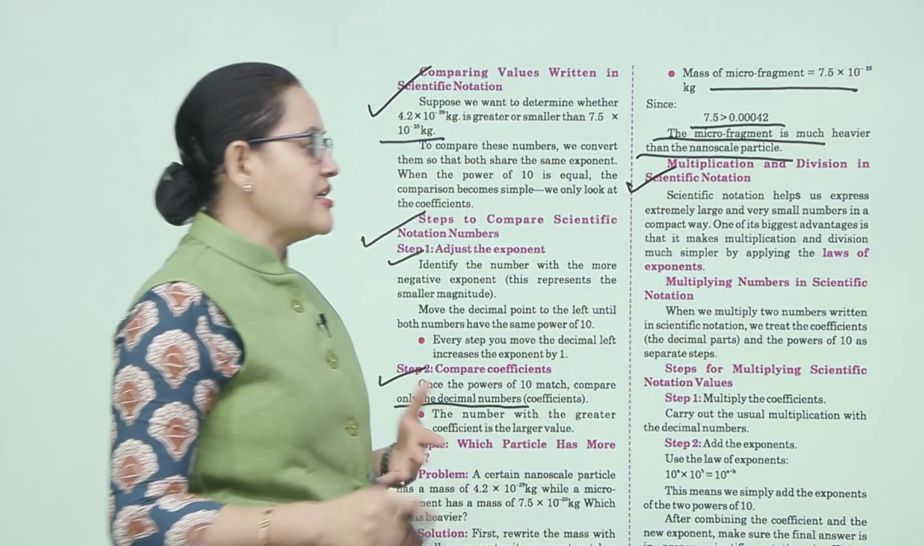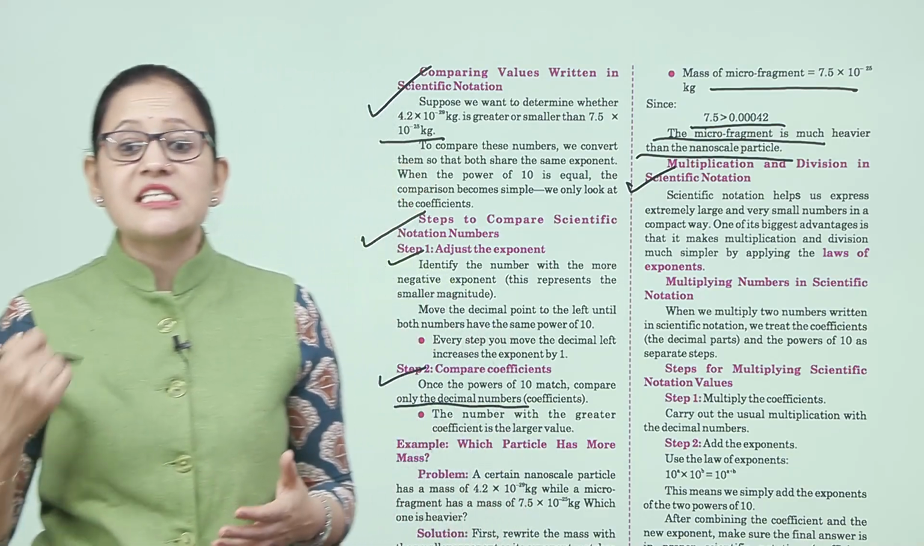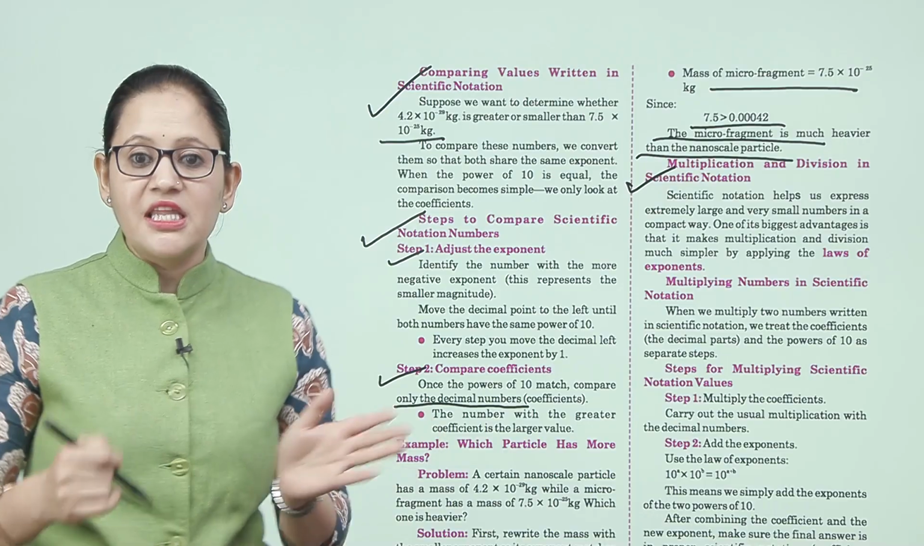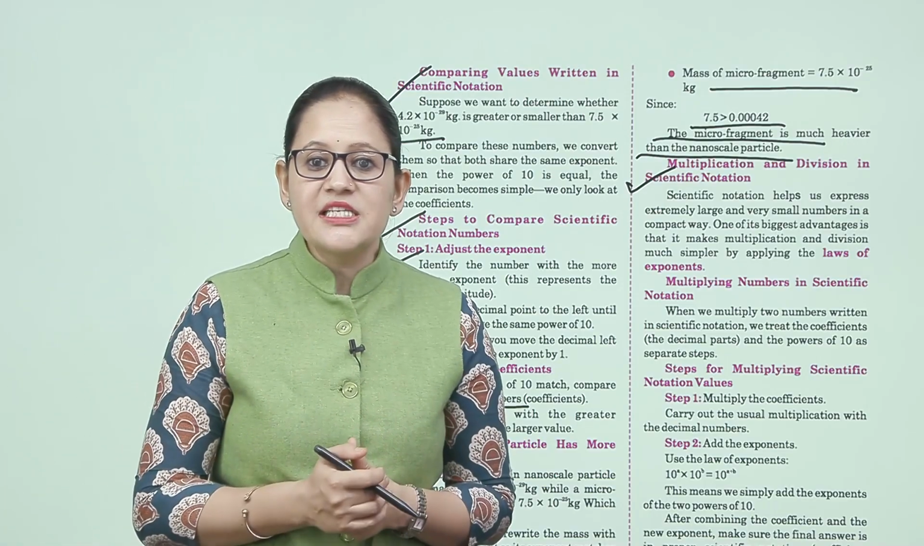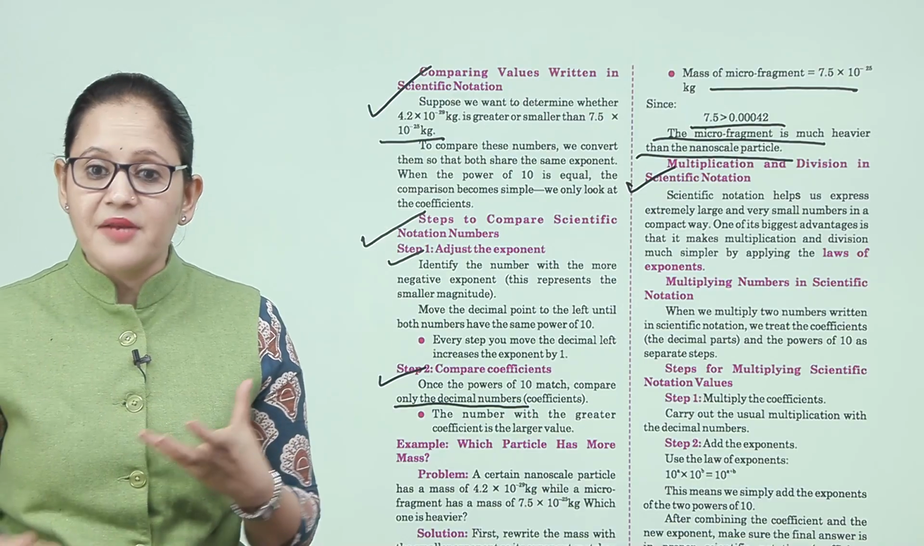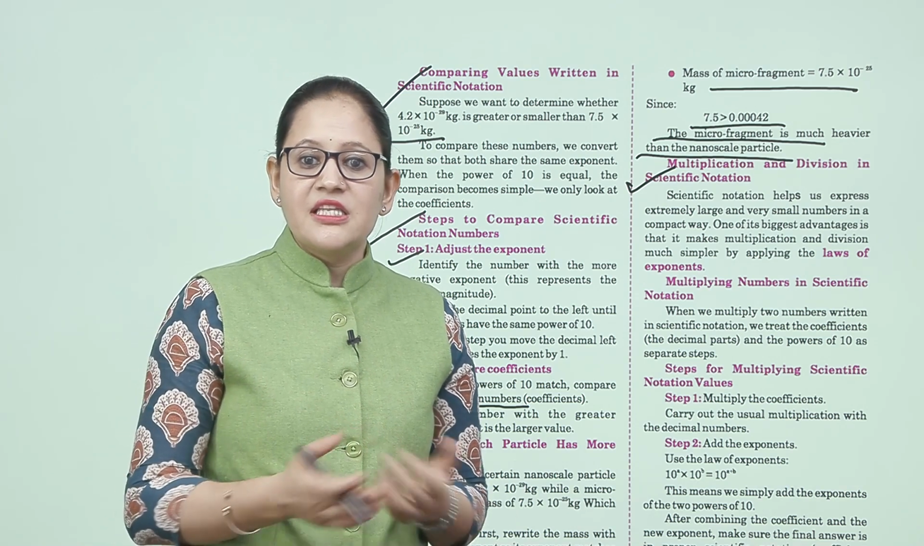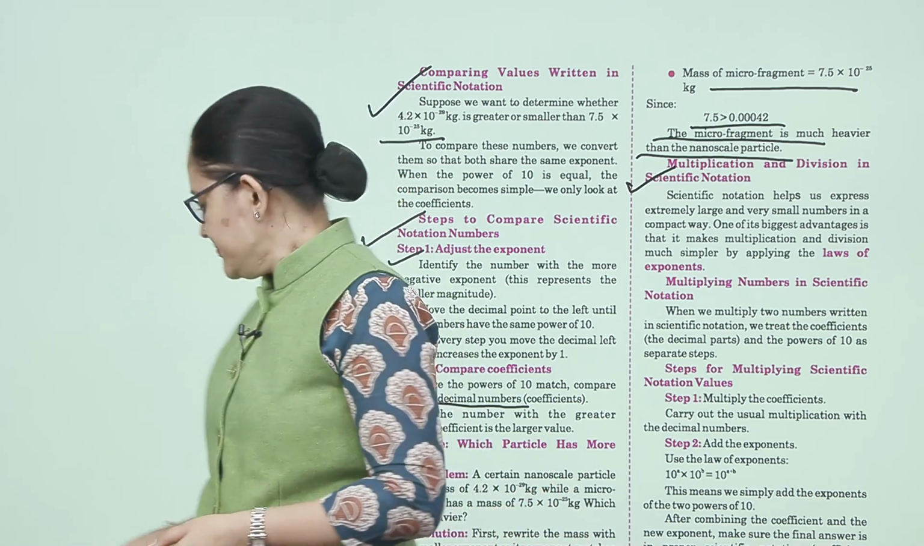Now, multiplication and division of scientific notation. Scientific notation helps us to express extremely large or very small numbers in a compact way. One of its biggest advantages is that it makes multiplication and division much simpler by applying the laws of exponents, multiplying the numbers in scientific notation.